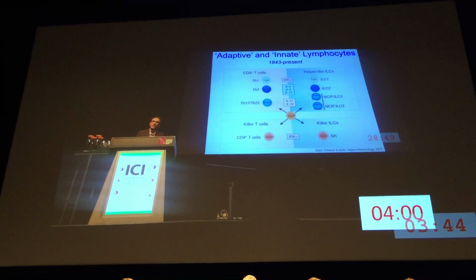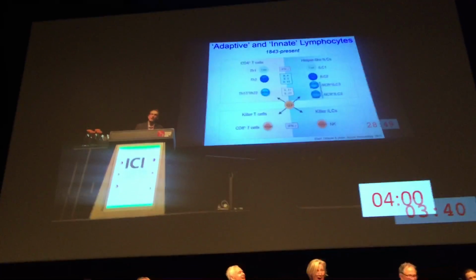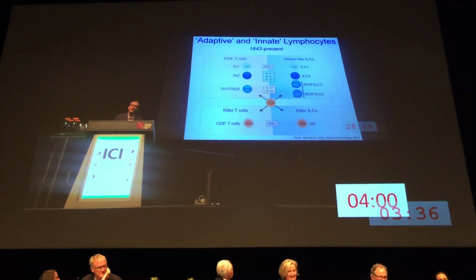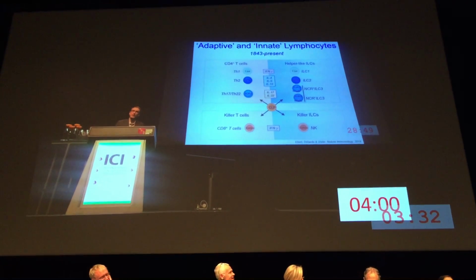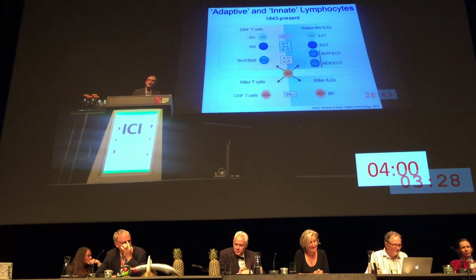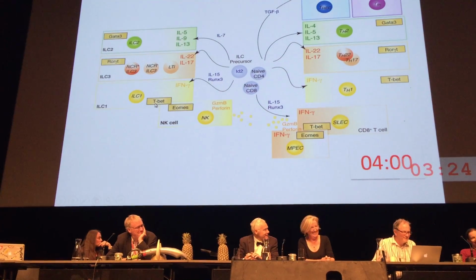I was at this seminar where Eric said that I've got my own timer on the screen as well, so it's going to be 4 minutes forever. But basically, Eric was saying that the innate system is redundant if the adaptive system is there, but the adaptive system is redundant if the innate lymphocytes are there. So you missed that part. You might have been having a drink. I don't know. So basically, this is it.